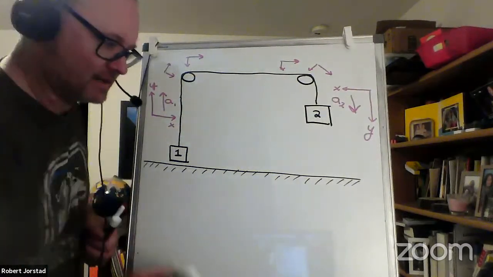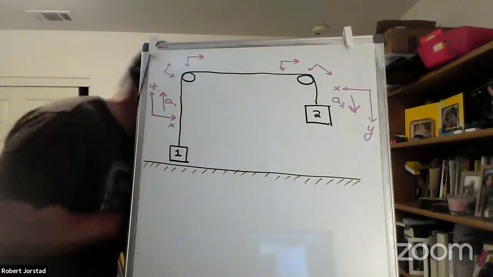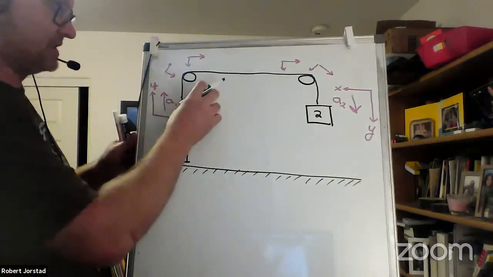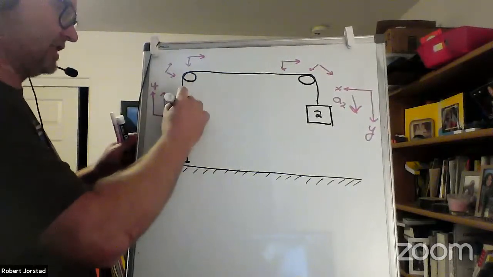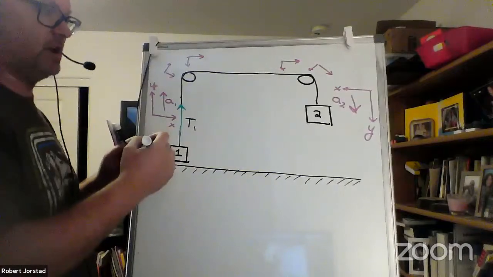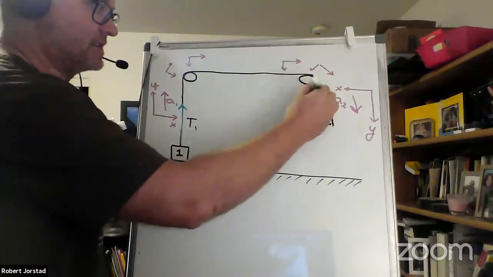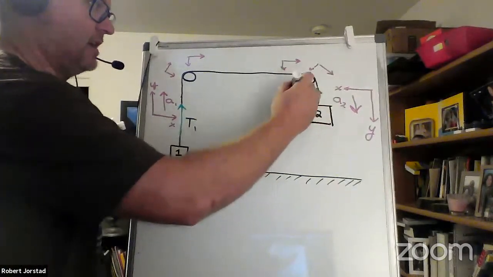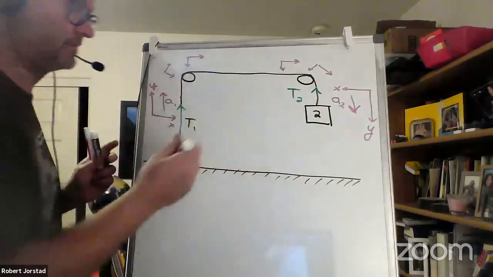Now, inside of this thing, let me see, what else did I label on here? Okay, so there's going to be a scale here. There's going to be some tension. Tension 1. There's going to be a tension over here that we could measure with the scale. I'll call that tension 2.